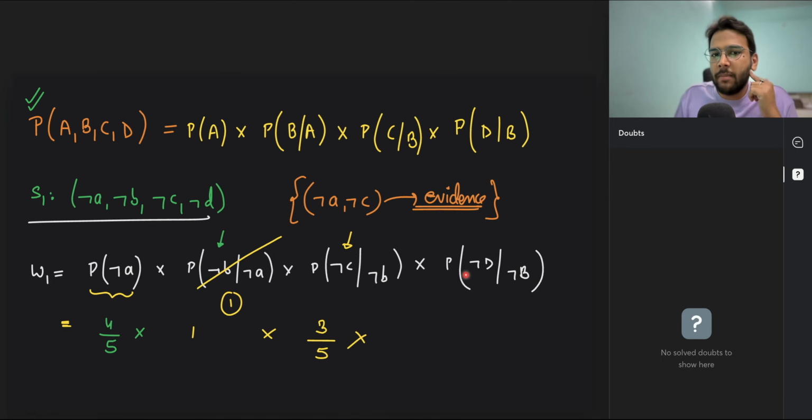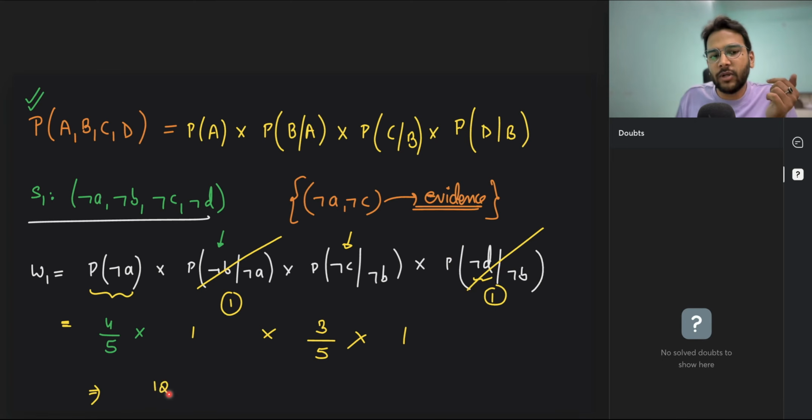Multiply. Probability of not of D given not of B. We should write it in small. So it should be probability of not of D. Okay. Yes. So carefully observe, not of D. Is this in your evidence? No, it is not in my evidence, right? So it has to be 1.